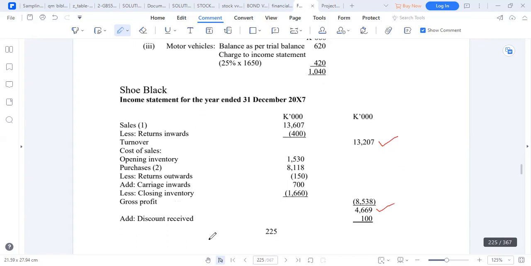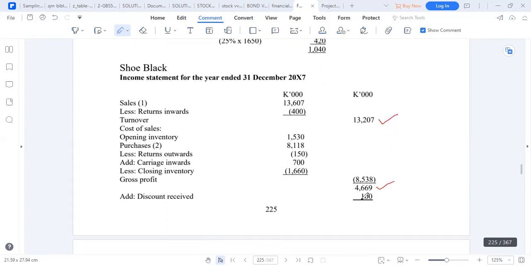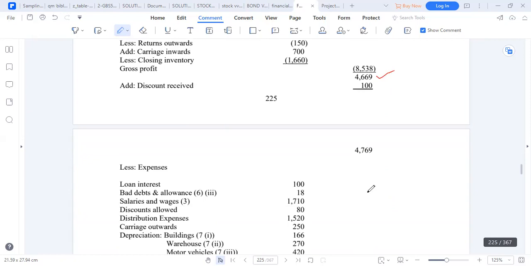We add other income. We have discount received, which is 100. So we have our new gross profit, which is 4769. Then we go to our expenses. We have loan interest. Remember, we only paid 50, but we should have paid 100. So putting the whole 100 there. So the bad debts, provisions, we have that we added 18. Salaries and wages, we subtracted the prepayments and added the amount owing. This is when we get 1710.